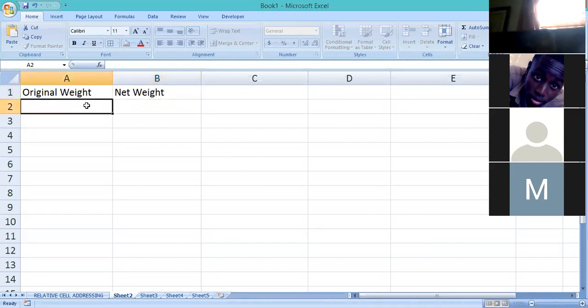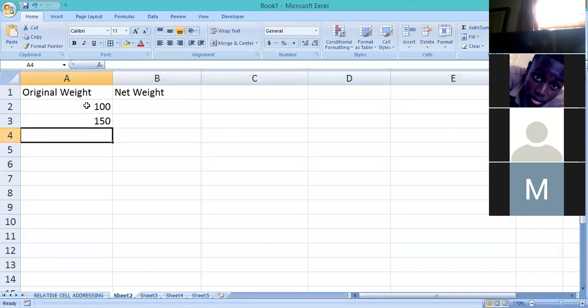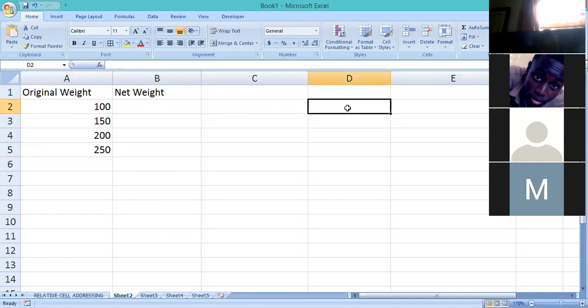All right, under this now we have 100, 150, 200, 250. And then all the way over in D2, you're going to type reduction. And in E2, you're going to type 15.